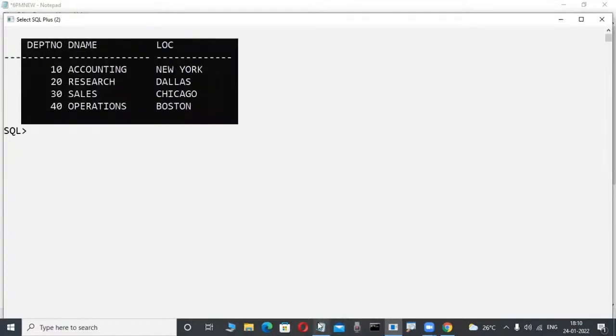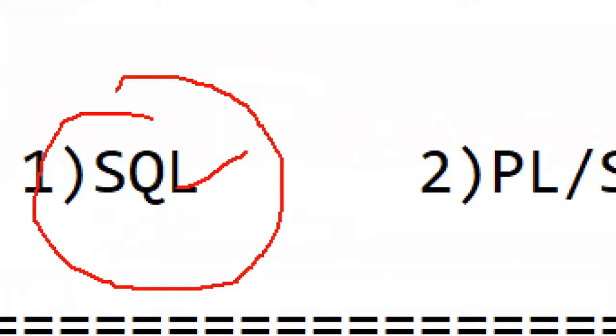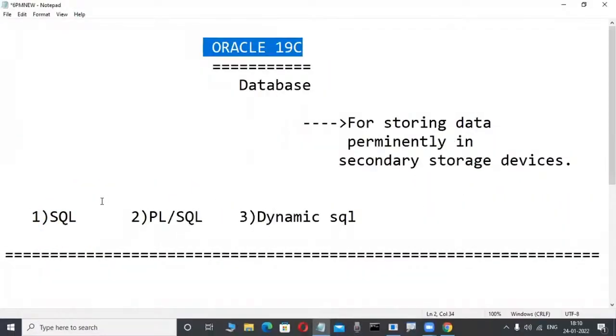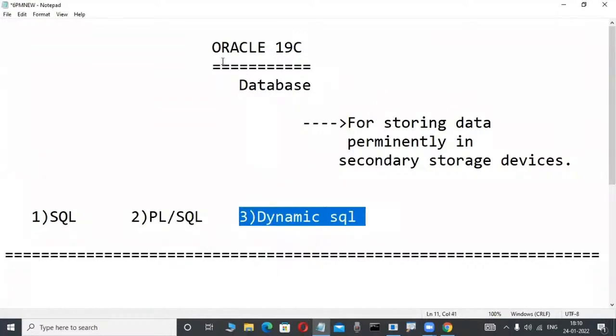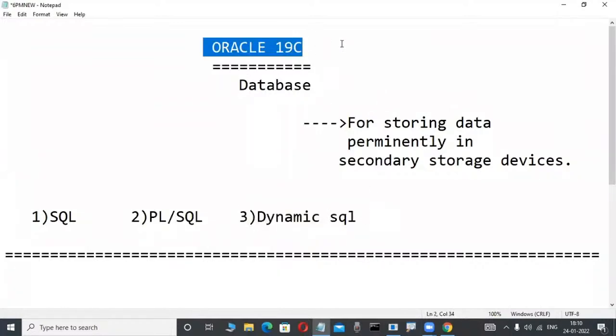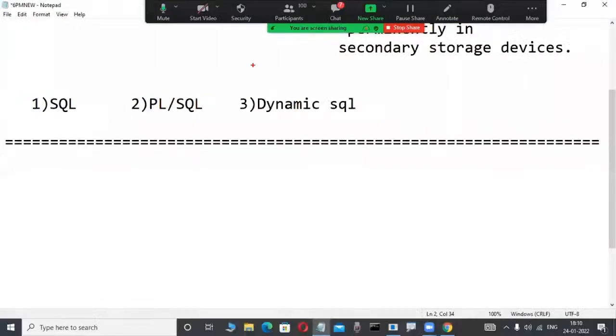Now for operating these types of relational data model products, one universal language is there. What is that? SQL, structured query language. But for operating the Oracle product, not only the SQL language, three languages are there. One is SQL, after that PLSQL, procedural language extension for SQL, and another one is dynamic SQL. Anybody learning an Oracle course worldwide, not from me only, anywhere, they are learning about these three languages.